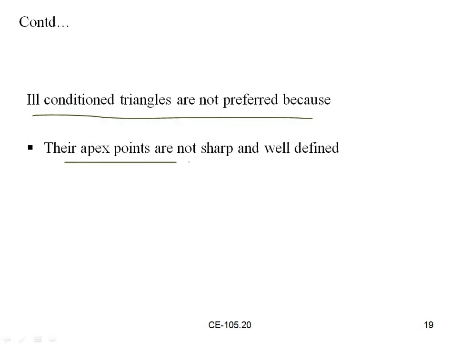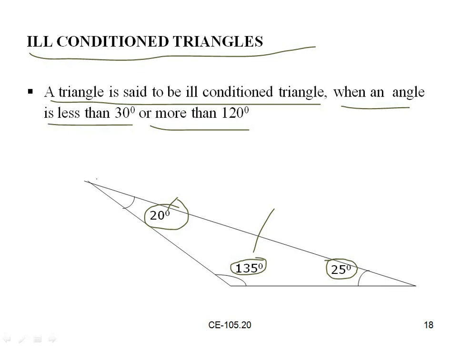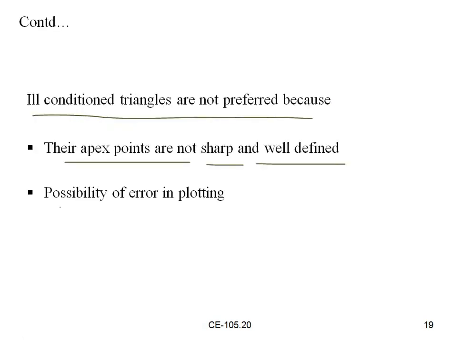And here ill-conditioned triangles are not preferred because their apex points are not sharp and well defined. So what are apex points? These are the apex points, the edges or corners of the triangle. Those are apex points, and there is a possibility of error in plotting. In these ill-conditioned triangles, there is a possibility of error in plotting.